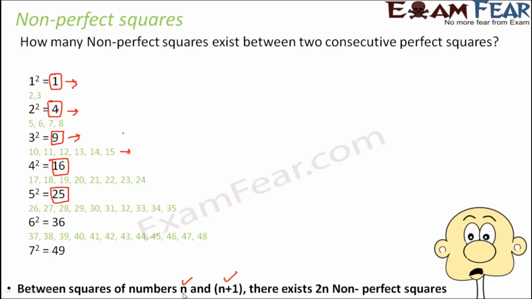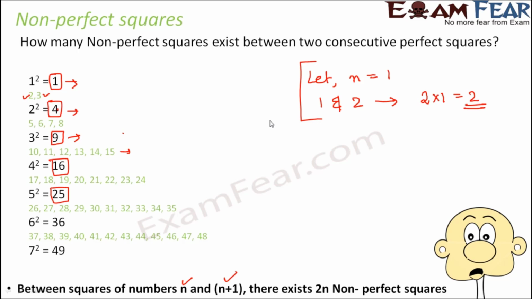Let's say the value of n is equal to 1. Then, as per this statement, between the squares of 1 and 1 plus 1, which is 2, how many non-perfect squares should exist? 2n, that is 2 into 1. So there should be 2 non-perfect squares. And when you look at this, you see, yes, there are 2 non-perfect squares, 2 and 3. So this formula is true.